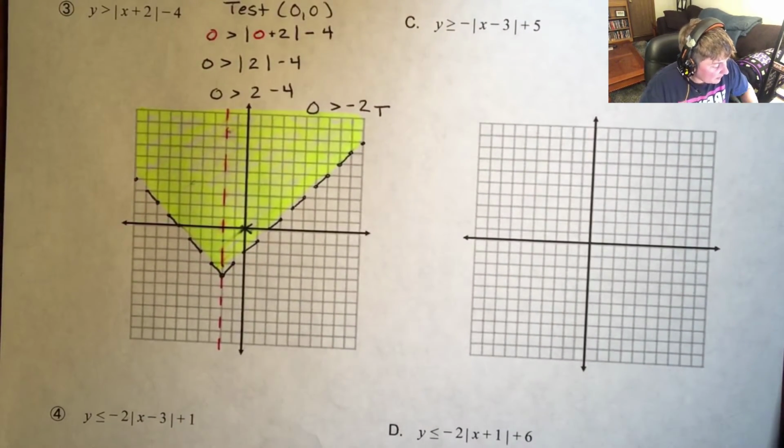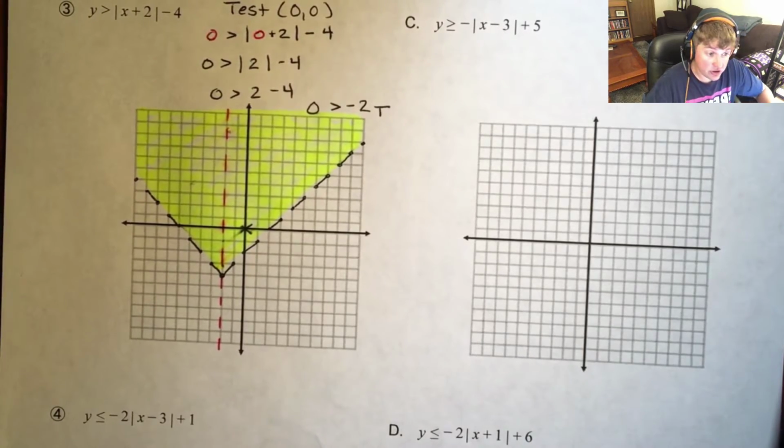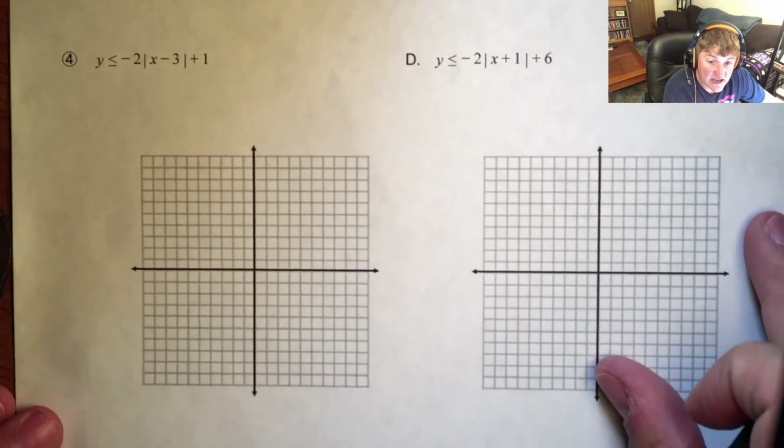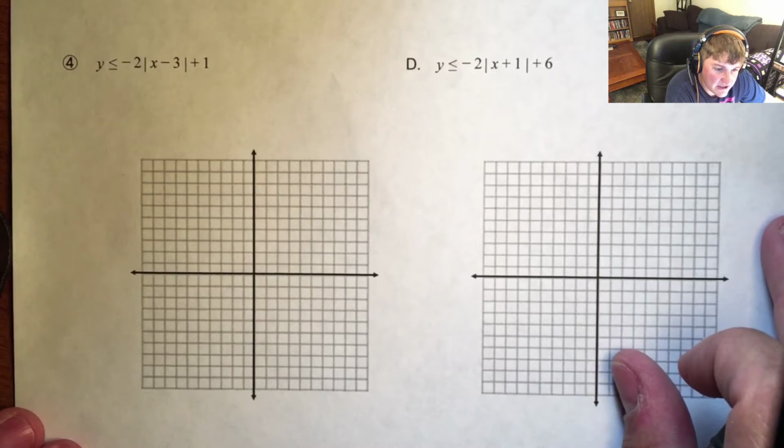Okay, let's do one more for 4. Then I'll let you do C and D, and then you can check your work with me here in a minute. Okay, letter D is basically the exact same thing. The only difference is we have less than. So let's go ahead and test it out.